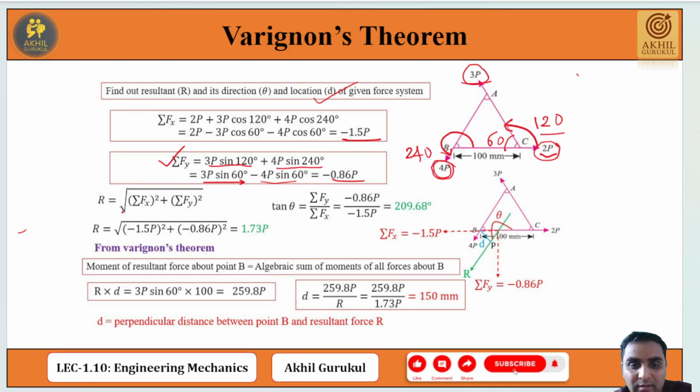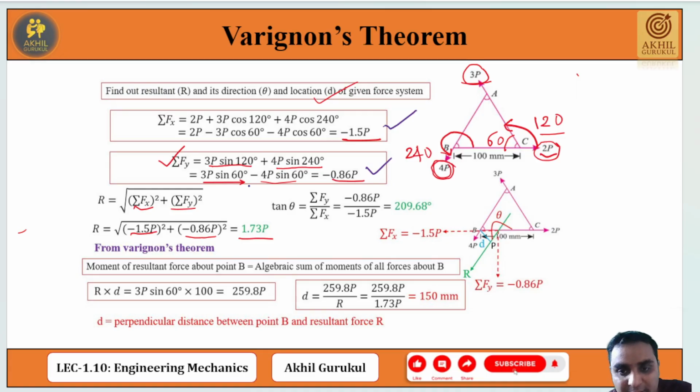So resultant R equals square root of algebraic summation of Fx squared plus algebraic summation of Fy squared. So minus 1.5P squared plus minus 0.86P squared equals 1.73P. So resultant is 1.73P. Here I will define the direction: sigma Fx is negative, sigma Fy is negative.